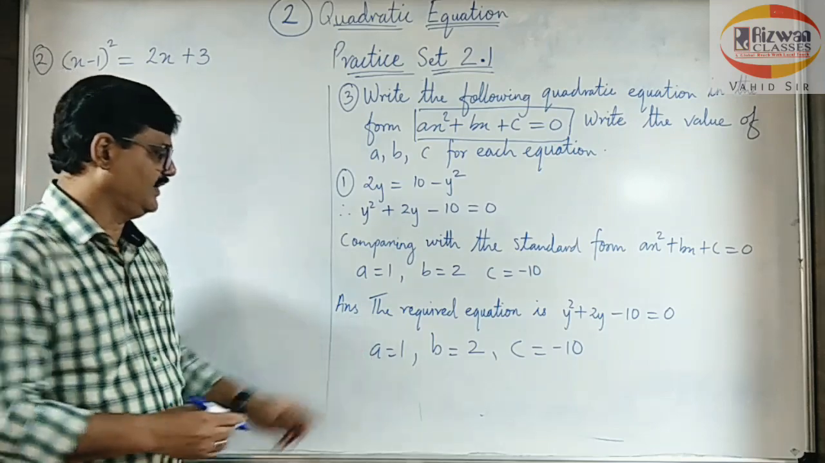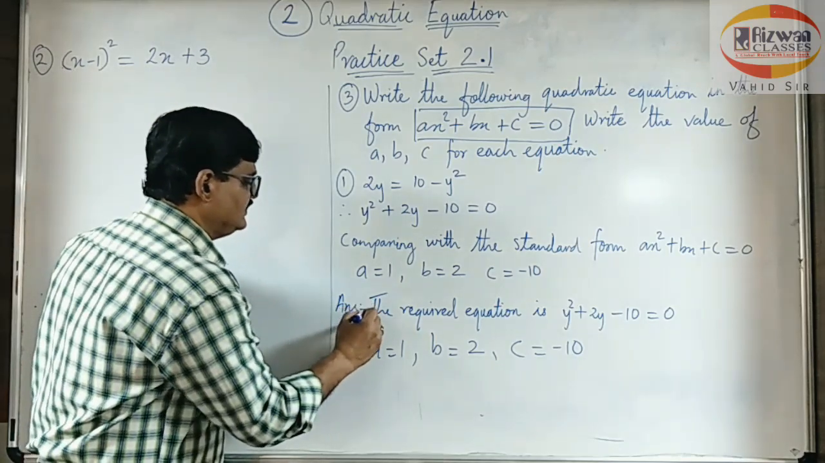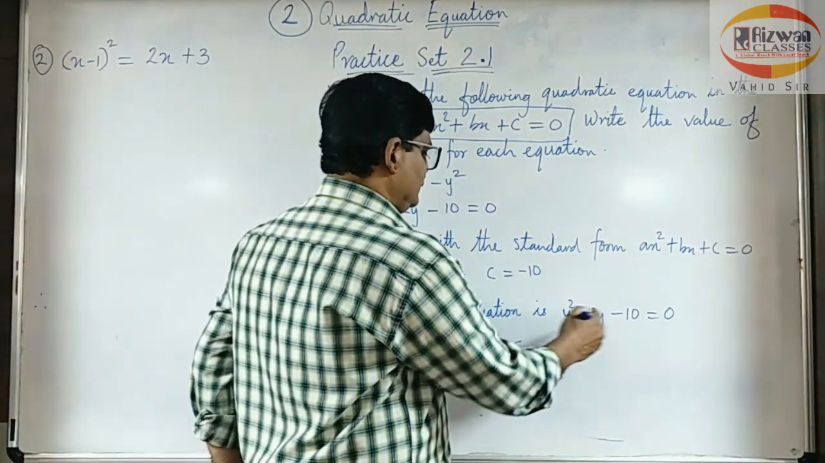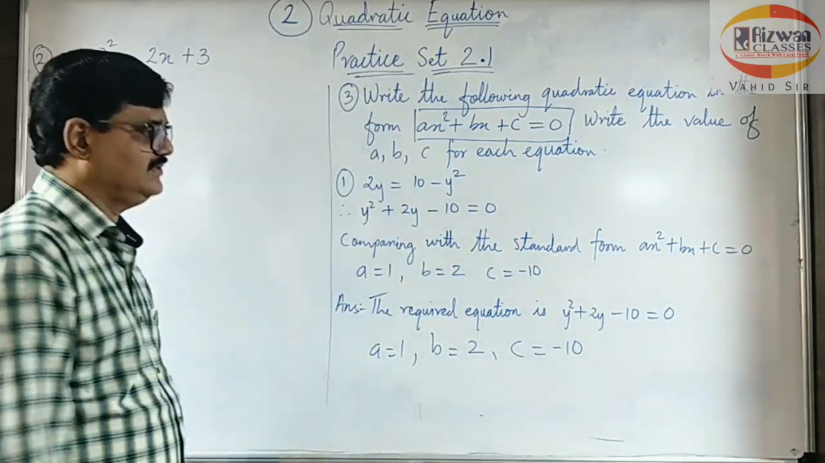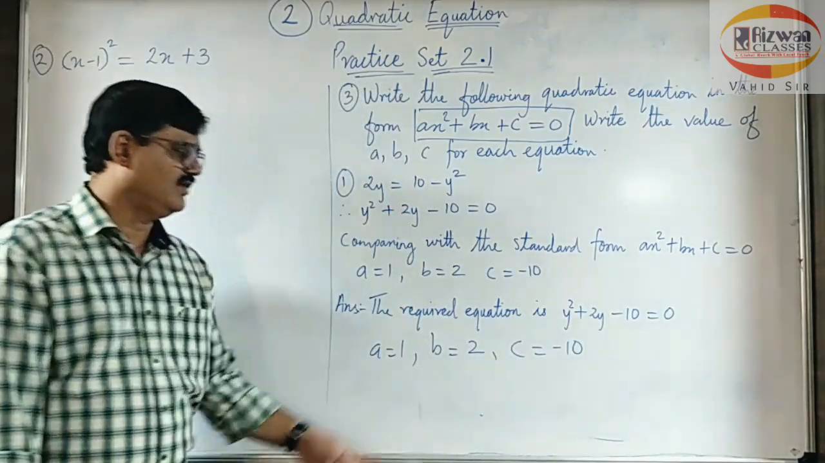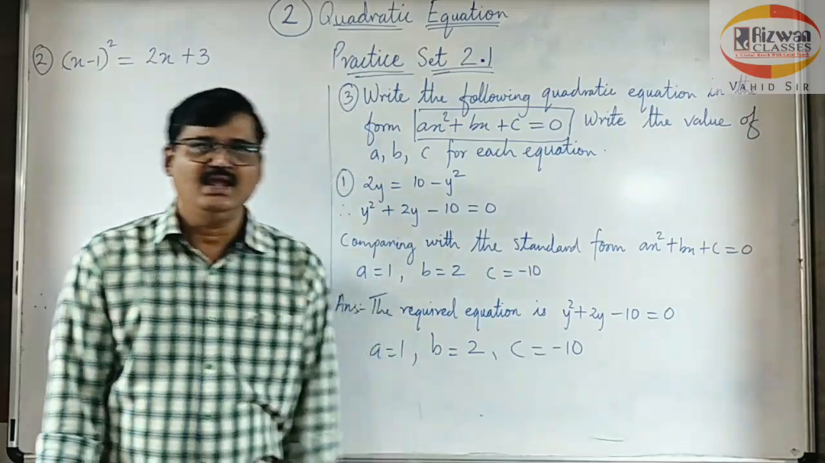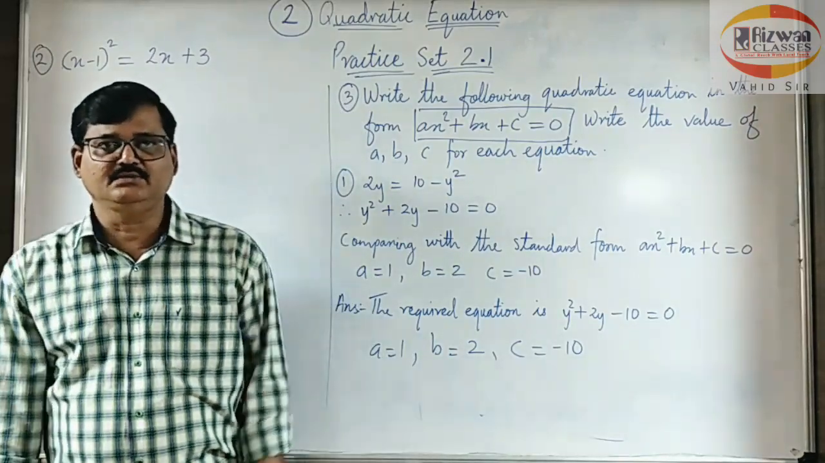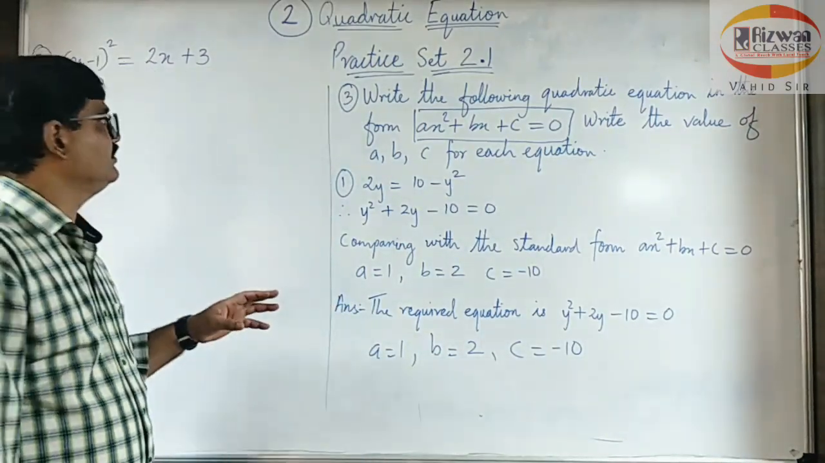And then you have to write a final answer. What is the final answer to be written? The required equation is y square plus 2y minus 10 is equal to 0, and a is equal to 1, b is equal to 2 and c is equal to minus 10, and that is how you have to do it. Very simple. Now let's go to the question number 2.